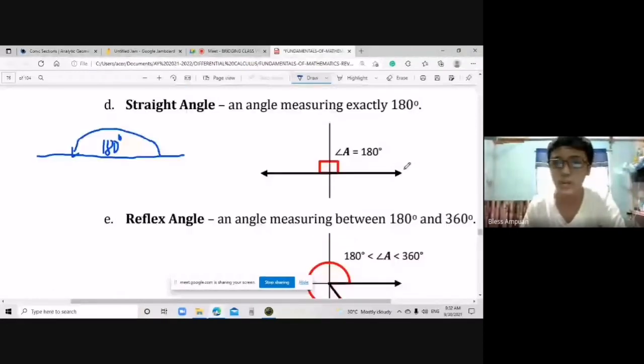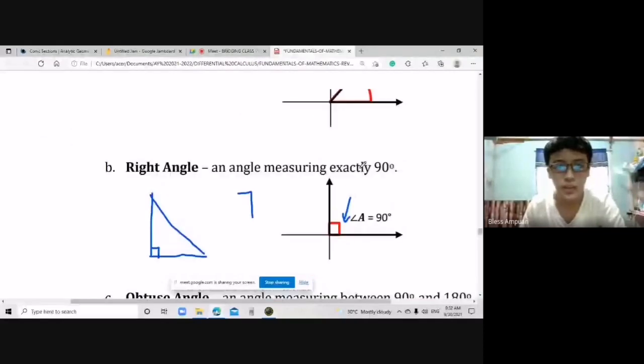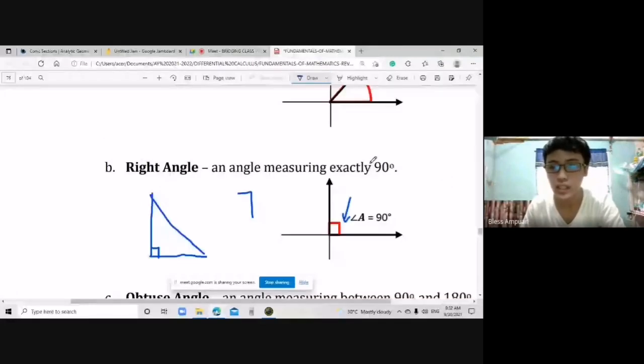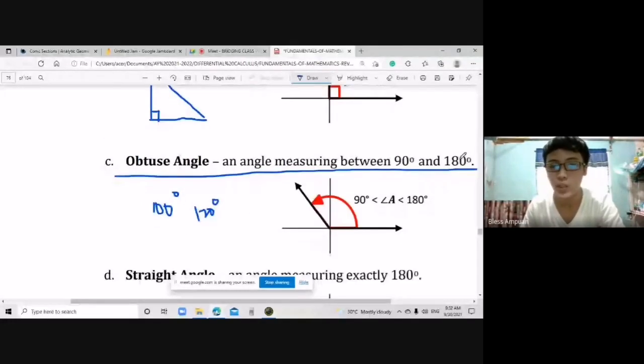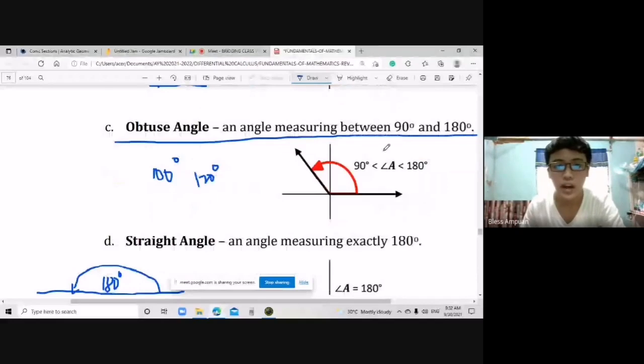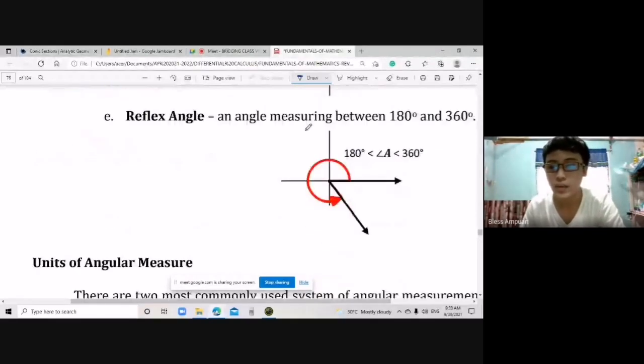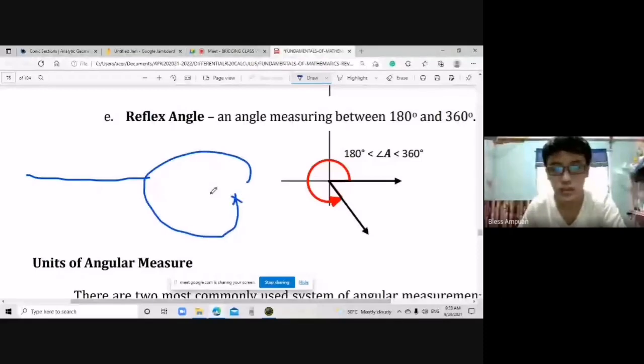So as you observe, from 0 to 90 it is an acute angle, and exactly 90 is a right angle. Then from 90 to 180, it is an obtuse angle, and exactly 180 degrees is a straight angle, and then the reflex angle is from 180 to 360. So again, a straight line is 180 degrees, and one revolution is 360 degrees.